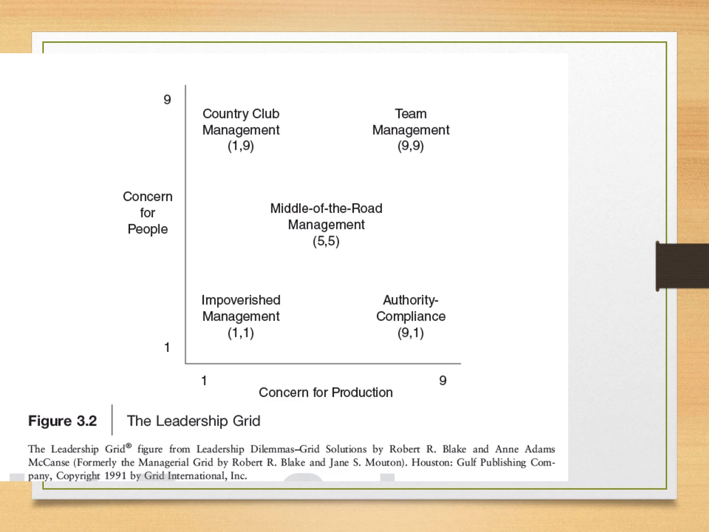You have the impoverished manager, which has low concern for production and very low concern for people. And you compare that to the highest on the grid, a team manager who has high concern for production, but also has high concern for people. And then there are these other 3 here: the country club manager, the middle of the road manager, and the authority compliance manager.